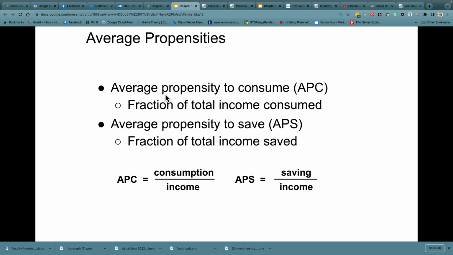So let's go back to the idea that there's only two things you can do with your income. You can spend it or save it. So consumption and savings always have to add to income. Because of that relationship, we know that these are two parts of the whole, right? So the APC and the APS have to add to 1, which makes the math a little bit easier. Once you calculate one of them, it's very easy to get the other one. You just subtract from 1. Okay?